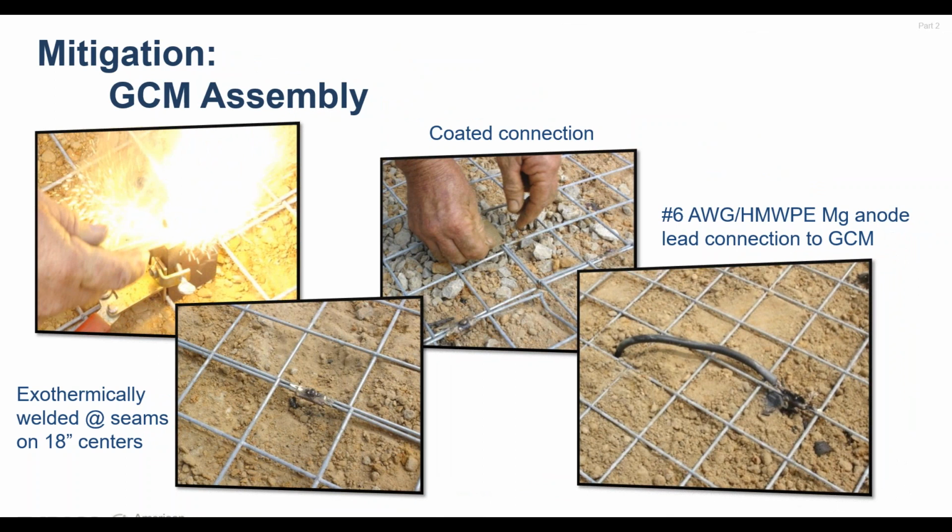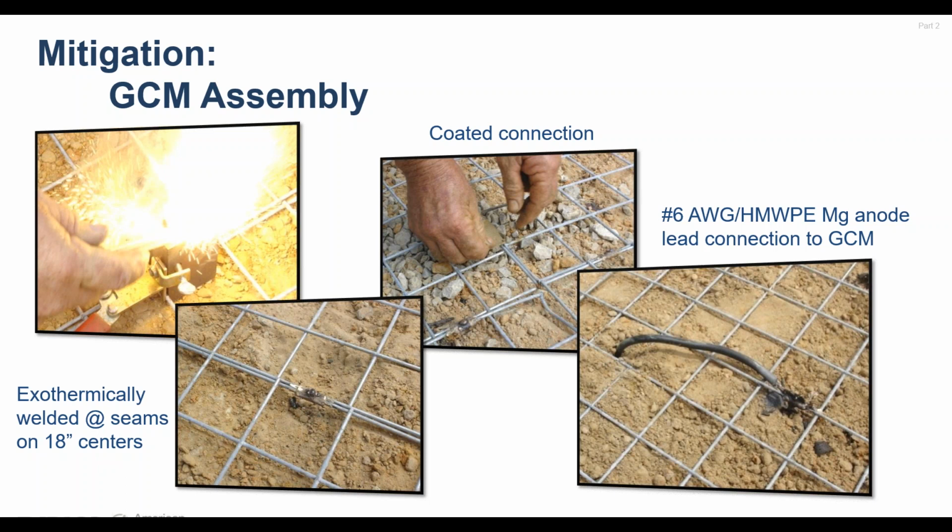Some photographs to help you understand how those gradient control mats are assembled in the field. The mats themselves would come to you as a 4-foot by 8-foot structure. The grid pattern should be no larger than 3-inch squares. As you assemble those mats together, there's a seam that's created when you do that. Those seams need to be joined exothermically every 18 inches.